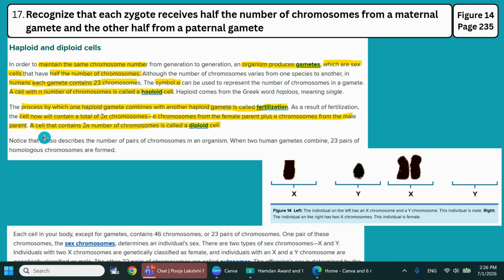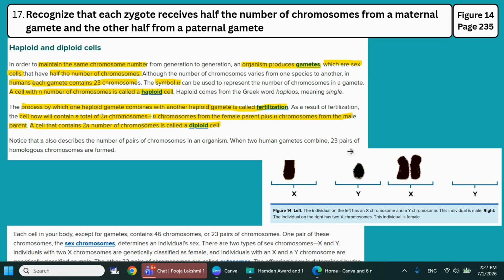As a result, the two n's combine and it will have 2n chromosomes. So the zygote that is formed after fertilization will have 2n chromosomes, and this is called a diploid cell. So you should know what is haploid and diploid. Here you can see the individual on the left has an X chromosome and a Y chromosome. This individual is male. If the individual has both X chromosomes, then it will be a female. So females have both X chromosomes and males have one X chromosome and one Y.